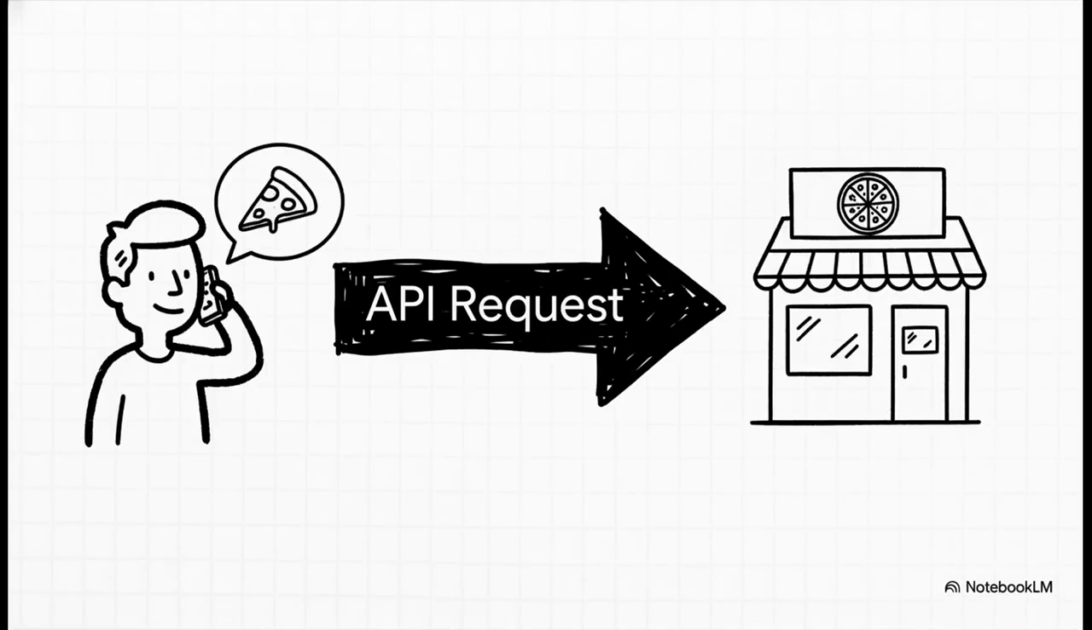Let's make this super simple with the pizza analogy. When you call a restaurant to order a pizza, you're the one starting the conversation, right? You're the initiator. You tell them exactly what you want. 1 large pepperoni, extra cheese. That phone call is your API request. It's a direct command for a very specific result.